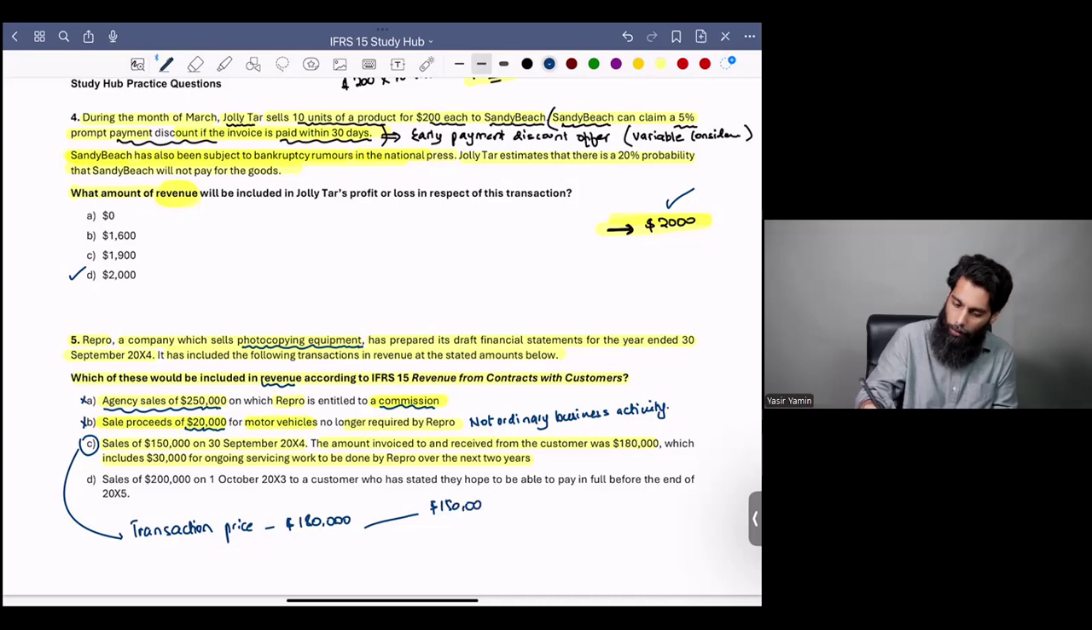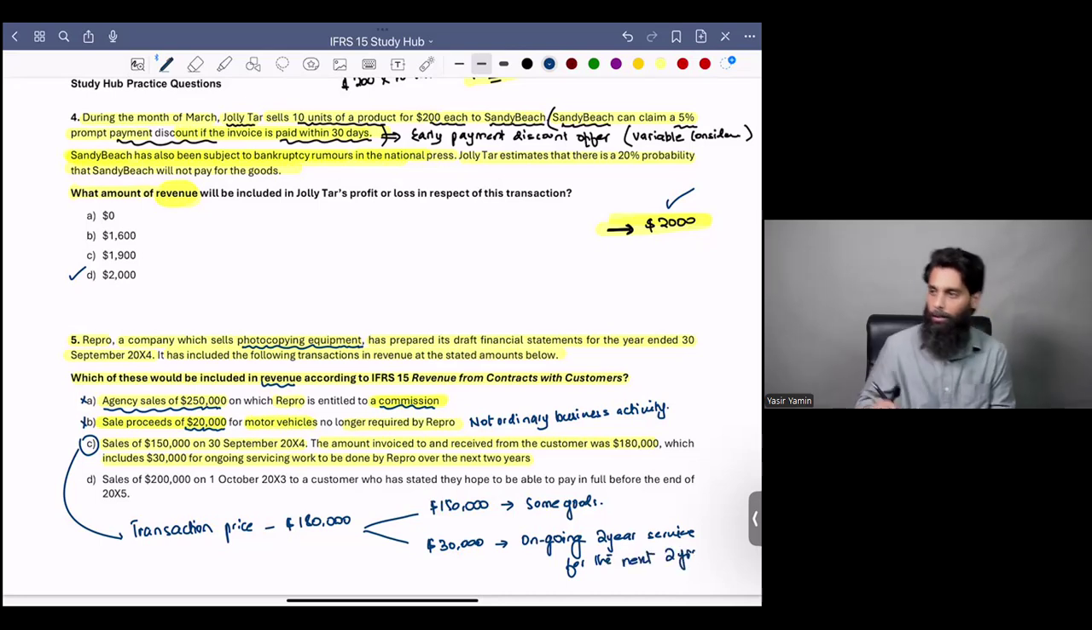$150,000 was related to some goods, right? Some tangible stuff. And $30,000 was related to ongoing service for the next 2 years, the upcoming 2 years, which have not yet happened.